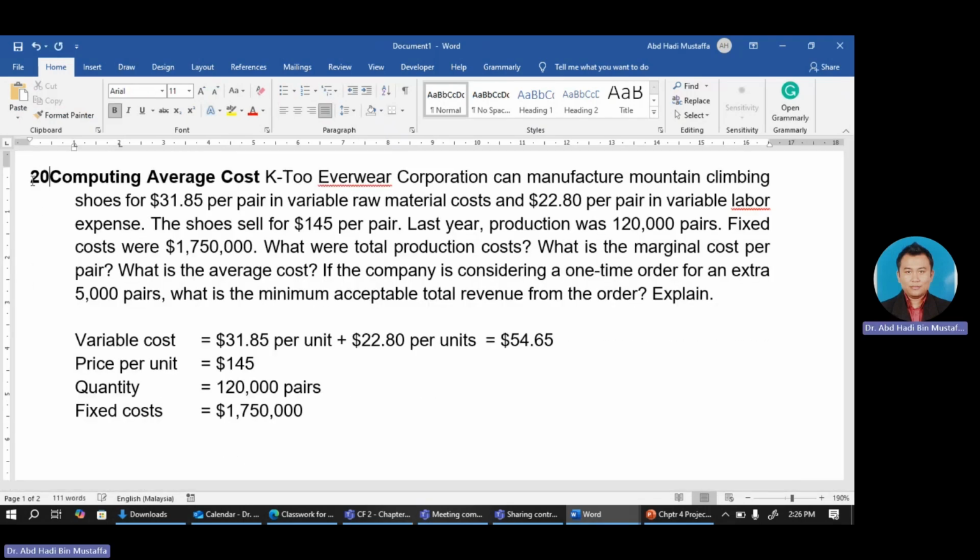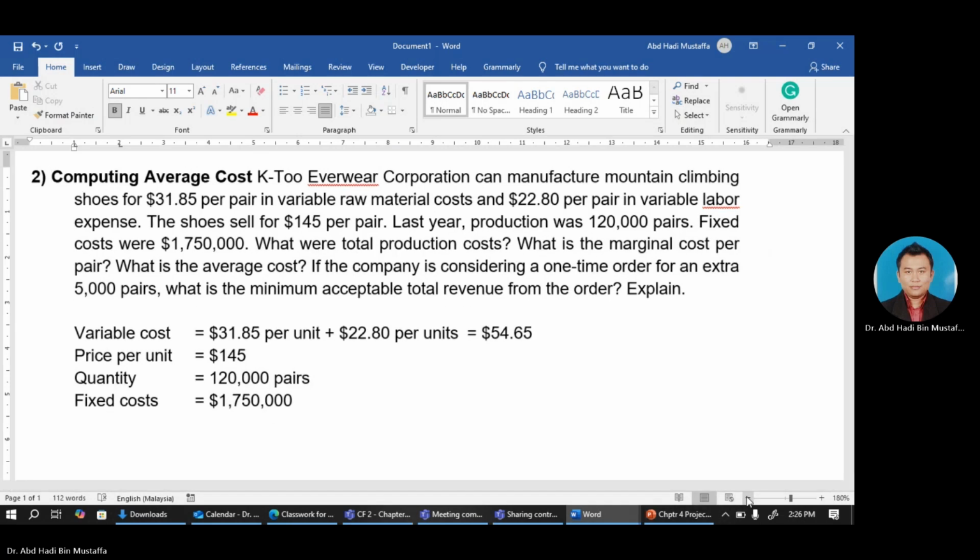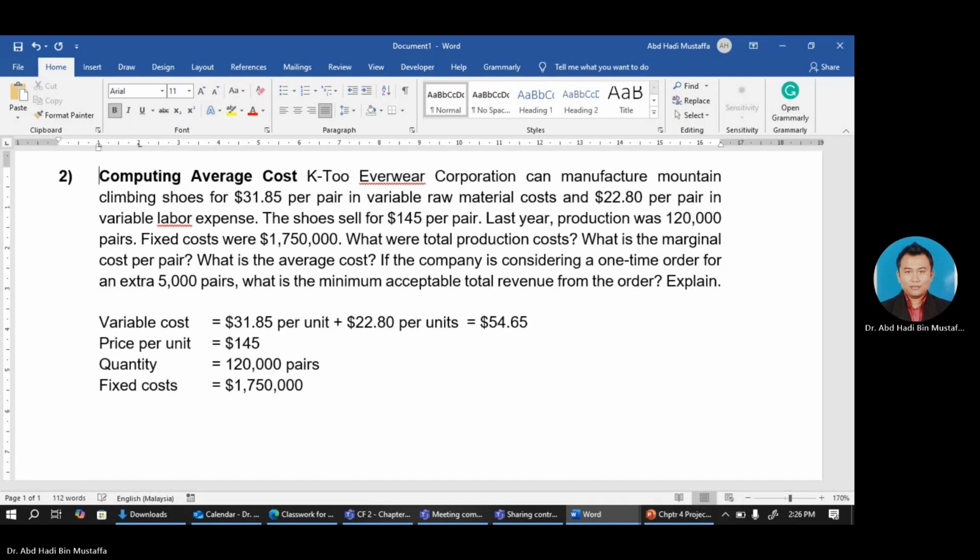This is question number 2. Okay, boleh Daniel, yeah, Manira, feeling good.